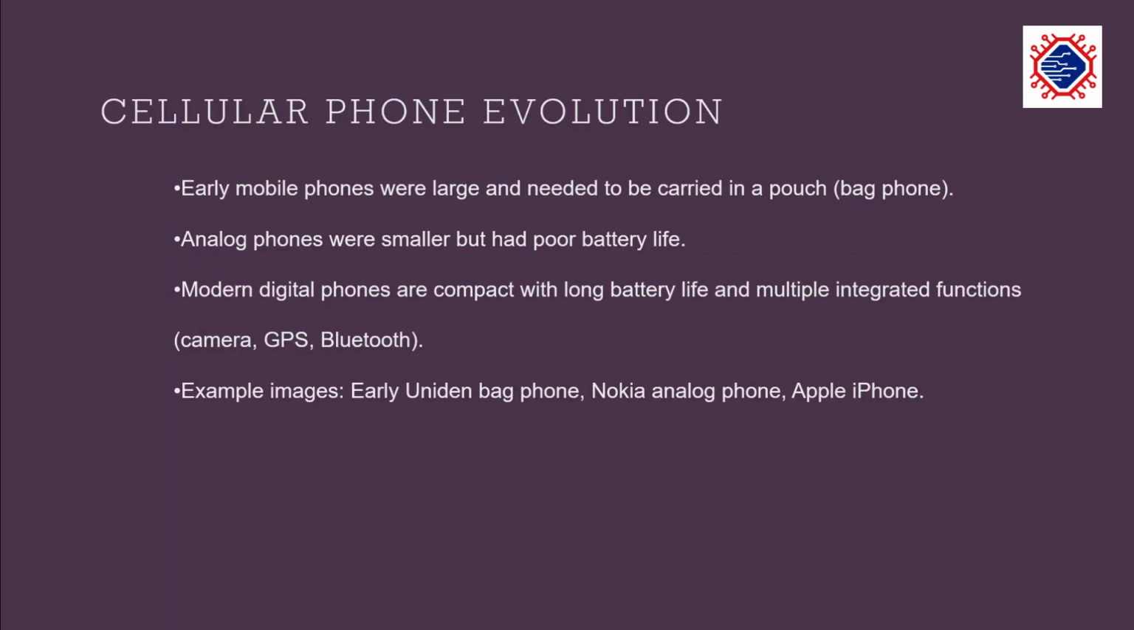We begin with a brief history of cellular phones to illustrate the impact of technology scaling in electronics. Early mobile phones were bulky and often required a bag to carry around, hence the term bag phone. Over time, analog phones became smaller, but they still suffered from poor battery life. Today, we have compact digital phones with long battery life and integrated features like cameras, GPS, and Bluetooth. These advancements are possible due to increased integrated circuit (IC) density. Here we see examples of an early Uniden bag phone, a Nokia analog phone, and a modern Apple iPhone.